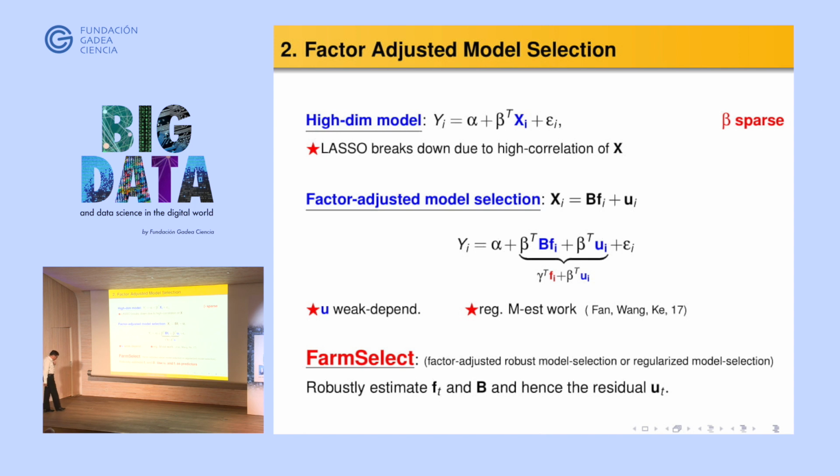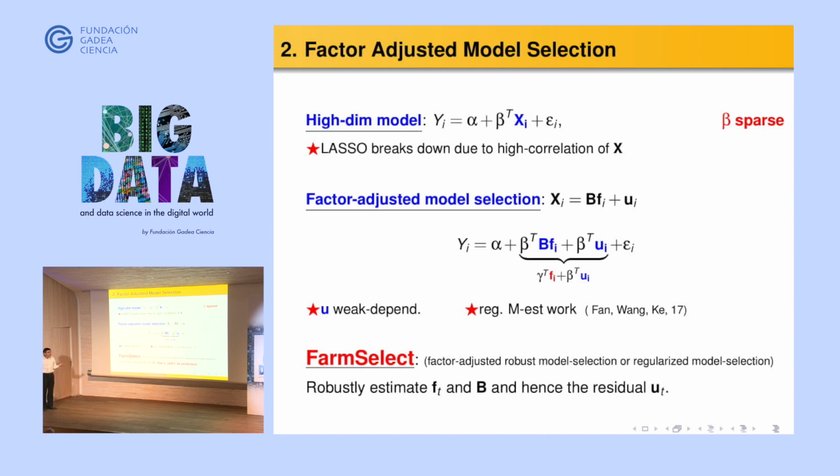Actually, this is the part I'm going to focus on a little bit today. So you have an outcome, like bond risk premia, and you have 131 macroeconomic time series. And those macroeconomic time series are driven by certain latent factors. So therefore, they will make all of your covariates highly correlated, and the traditional theory on lasso, sparsity, and so on will break down, right?